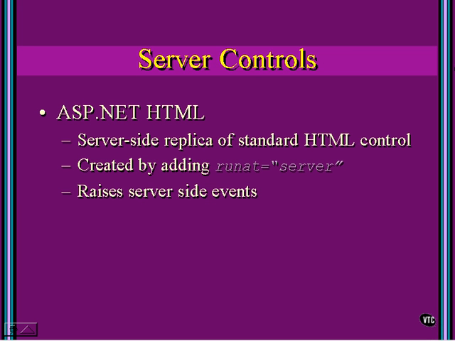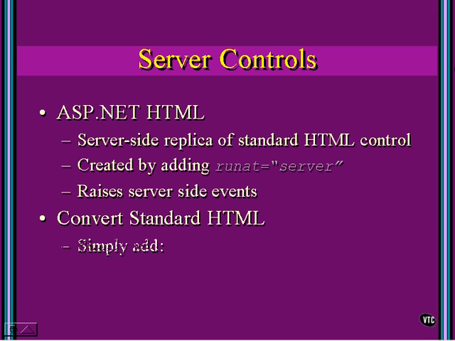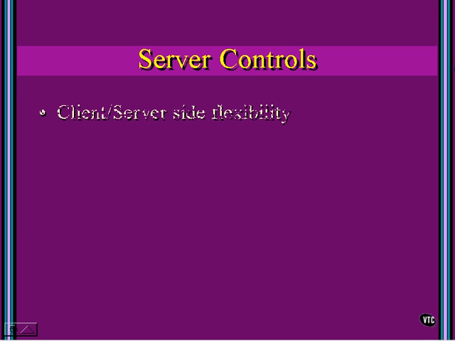Now also what run at server actually does in the background is it tells ASP.NET to grab this thing and begin to work it programmatically through the ASP.NET or the .NET framework. Now we can convert any standard HTML control just by adding run at server to it. We also have to give it an ID attribute and we set the name for it, and then we can program against that.